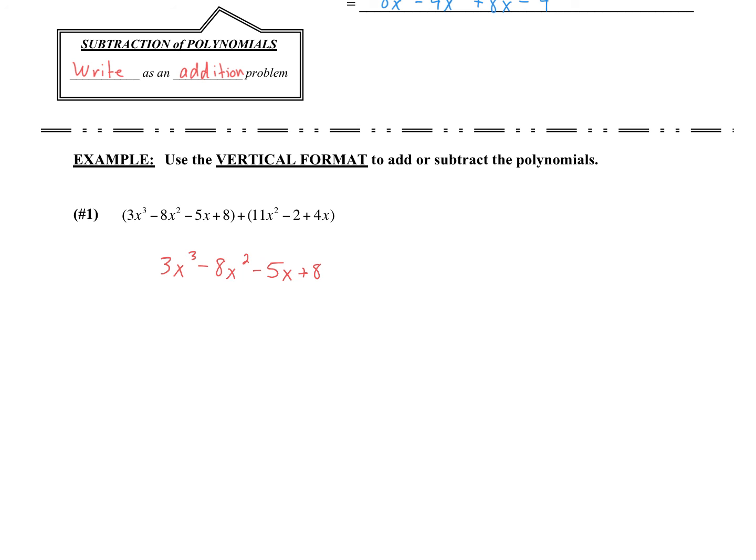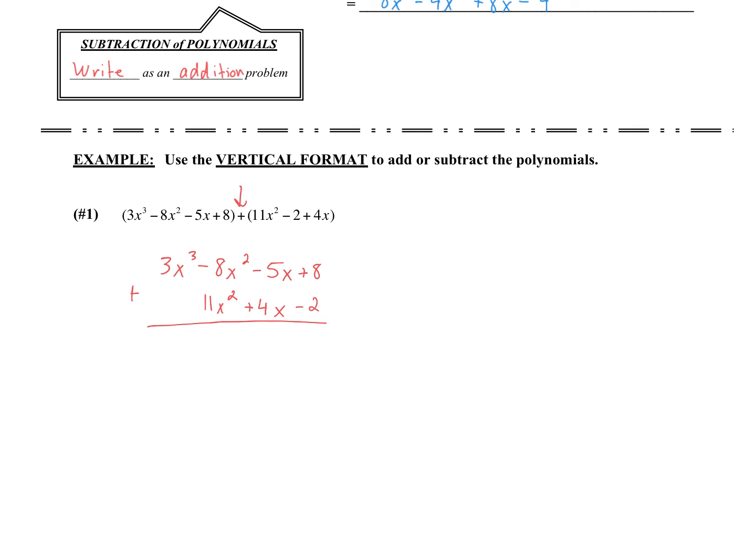All right, so this first term is 11x squared. So I'm going to write 11x squared under my negative 8x squared from the first polynomial. Okay, and then I want to write the 4x next. So I have a positive 4x. So I'm writing that under the negative 5x, and then finally I have negative 2. All right. So we're just going to add these, okay? That's the operation we're doing here. We're adding.